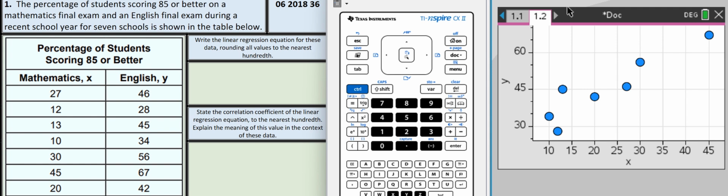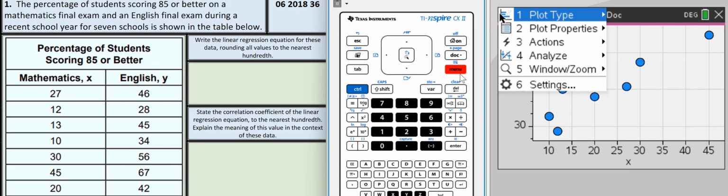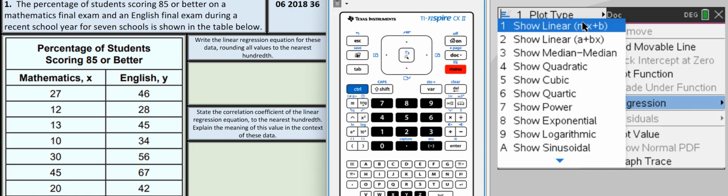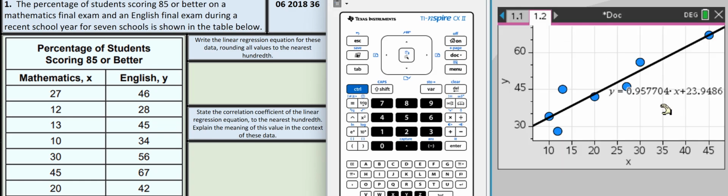And now we want to solve this. So menu, analyze, 4, 6 regression, show linear. So this is y equals mx plus b form, which is what we want. And bam, it gives us an equation for our regression equation. So the goal of this line is to be the closest it can be to all these points together. All right, so this says right here, the equation.